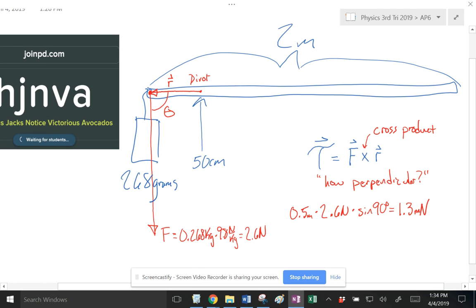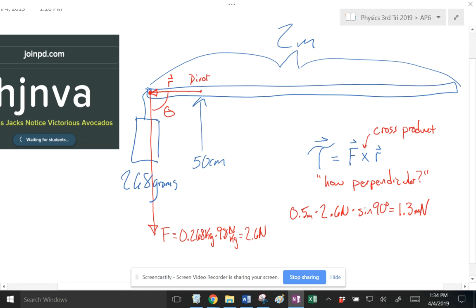All right, so meter newtons of torque, 1.3. Positive or negative here, kids? So this is where the right-hand rule comes into play, all right? And to apply this right-hand rule, I'm going to start at the pivot, and my fingers are going to point in the direction of the position vector. They're going to fold in the direction of the force, and my thumb is pointing in the direction of the torque. So this is what I was talking about with three dimensions.